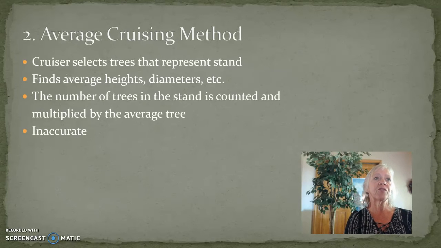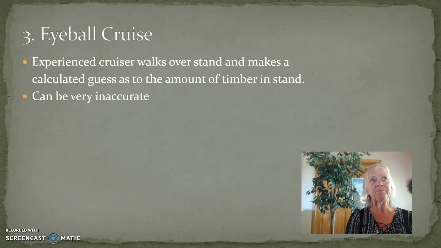The average cruising method is the cruiser selects trees that represent the stand. You find an average height and diameter. The number of trees in the stand is counted, multiplied by the average. It's a little inaccurate, but in some cases it does the job. This next one is my favorite. This is the eyeball cruise, and that's where you walk out to a piece of land and you say, it's about 10 cords. So, a very experienced cruiser can walk over the stand and make a calculated guess as to the amount of timber in the stand. And of course, it's very inaccurate.